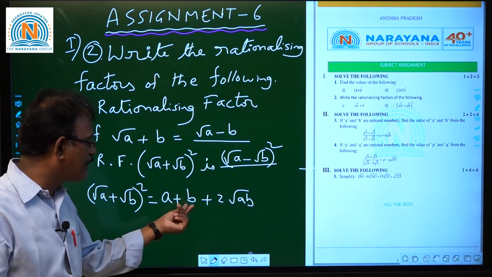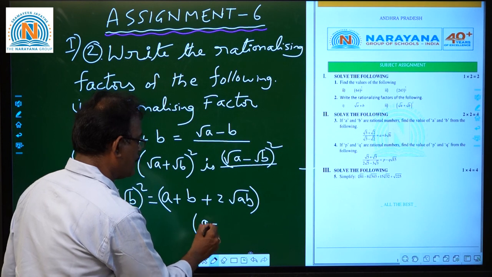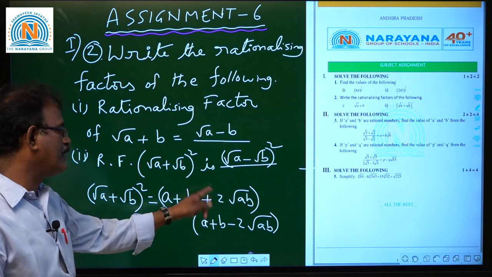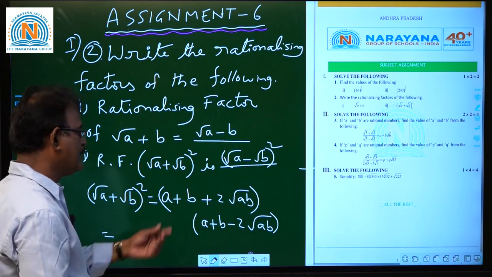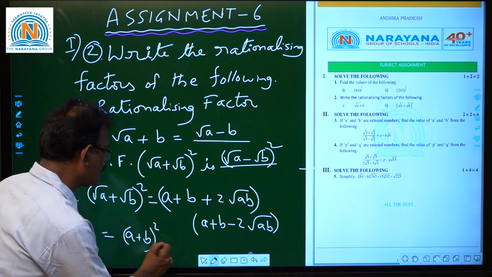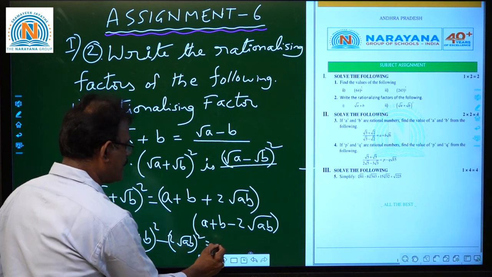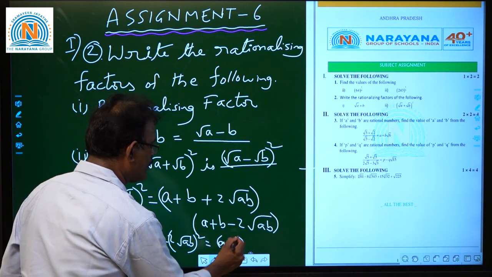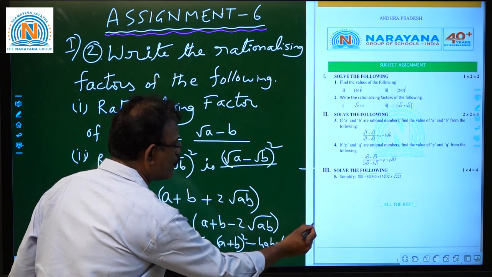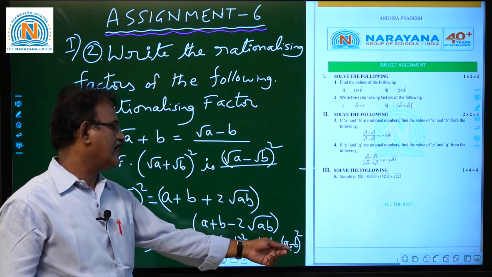So what is the rationalizing factor of a plus b plus 2 root ab? That is a plus b minus 2 root ab. So when you multiply these two, this is (a plus b) into (a minus b), so this is a square minus b square, 2 root ab whole square. So this is (a plus b) whole square minus 4ab, that becomes (a minus b) whole square. Even in such a way also we can get the same irrational number.